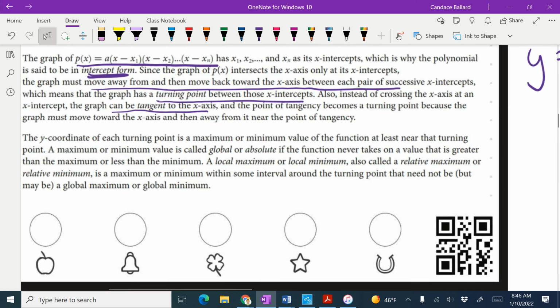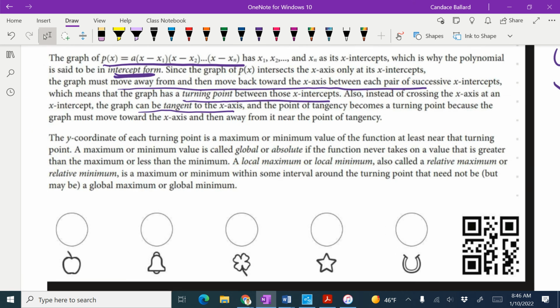I'm going to blow that up. I should have blown it up sooner. Sorry. So each turning point is a maximum or minimum value. If you haven't done that, highlight that. Okay. It's either the top of a hill or the bottom of a valley. That's what maxes and mins are.